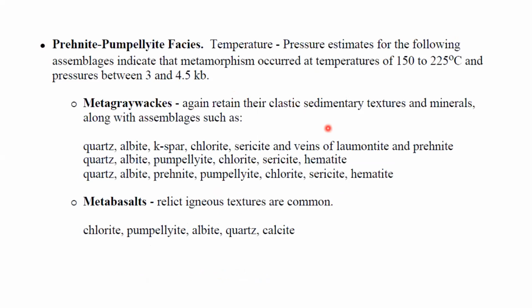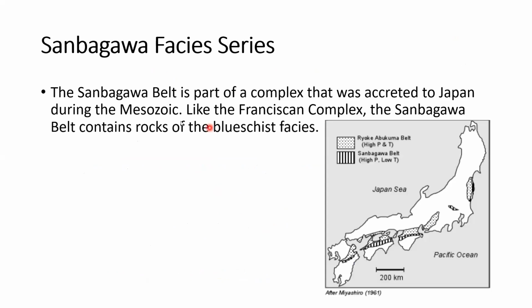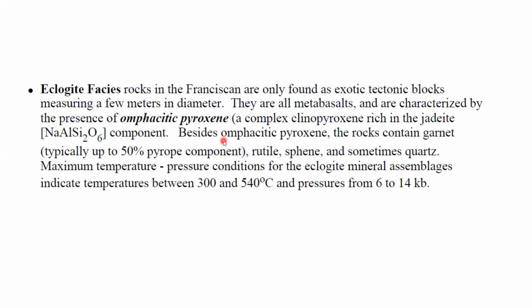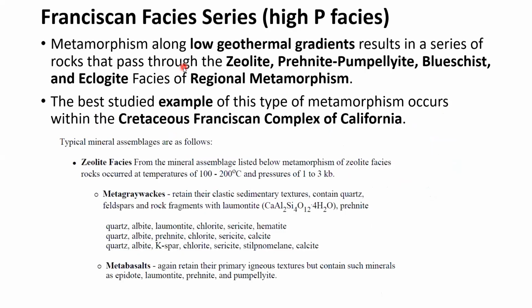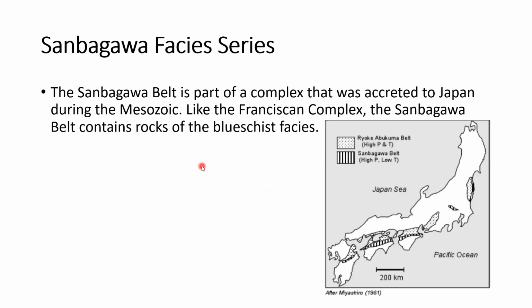And Sanbagawa facies series. This is again important. Sanbagawa belt is a part of a complex that was accreted in Japan during the Mesozoic, like the Franciscan complex. The Sanbagawa belt contains the blueschist facies. और जबकि आपकी Sanbagawa और Franciscan को हम देखें तो यहाँ पे eclogite मिल रहा है ज्यादातर, ठीक है. इसमें आपको मिल रहा है जापान में blueschist facies series, Ryoke और Sanbagawa.